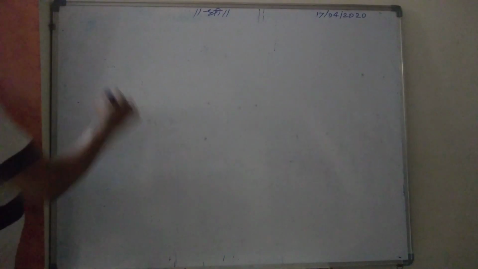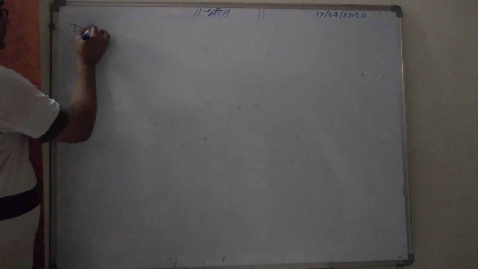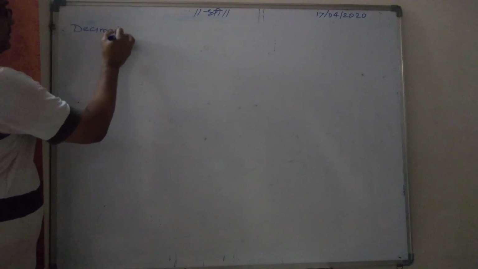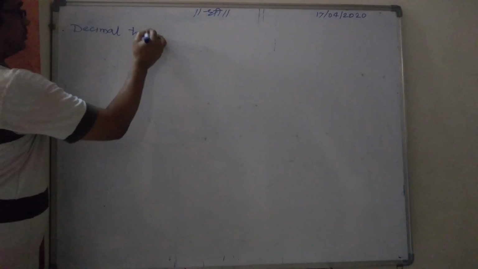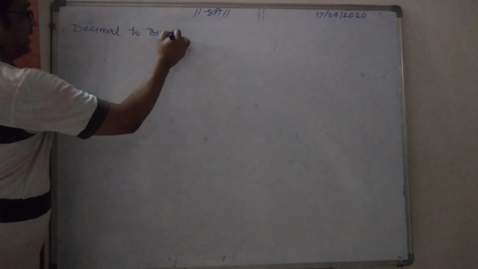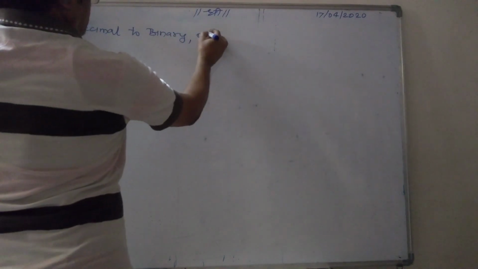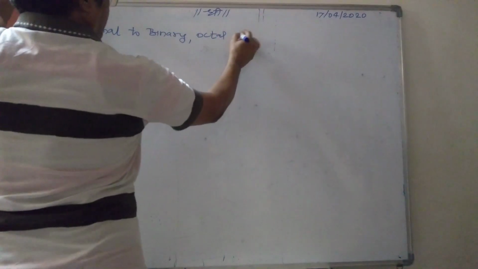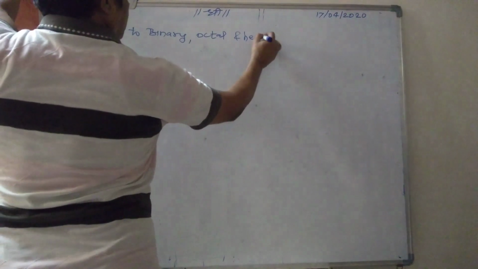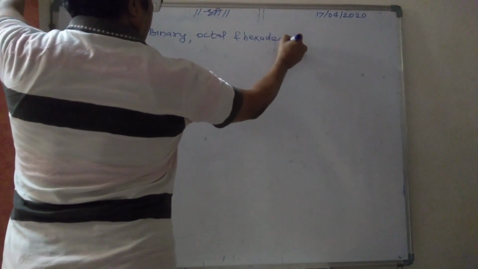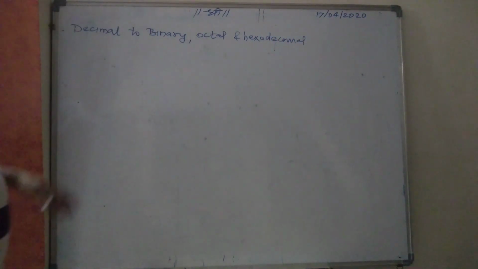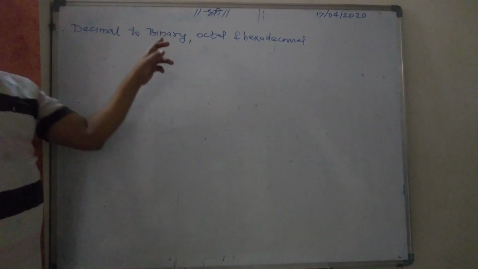Yesterday we have studied some conversions of number system: decimal number into binary, octal and hexadecimal. Yesterday we have studied this conversion, decimal number converted into binary, octal and hexadecimal.